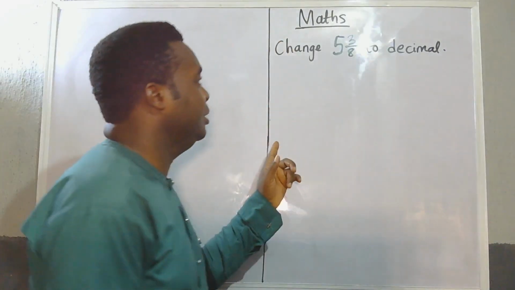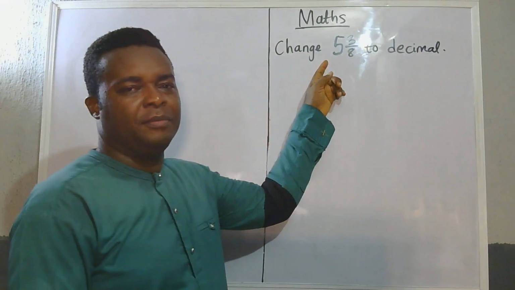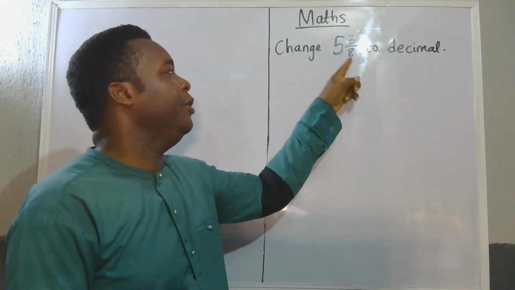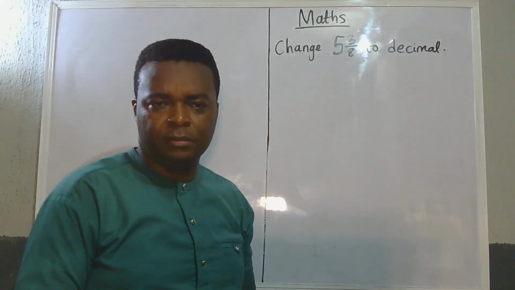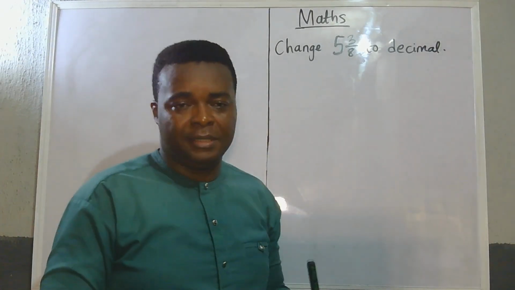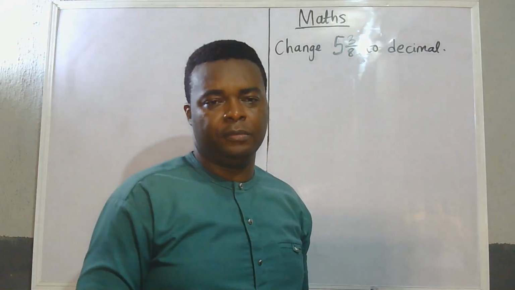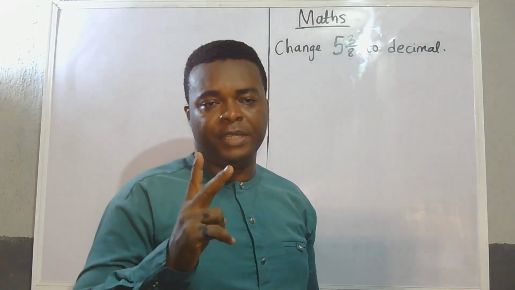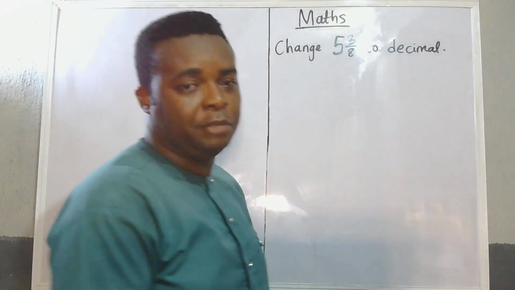Now we have a question on the board that says, change 5 whole number 3/8 to decimal. Now there are various ways this question can be solved. I'm going to explain 2 of them. Alright, so let's start with the first method.